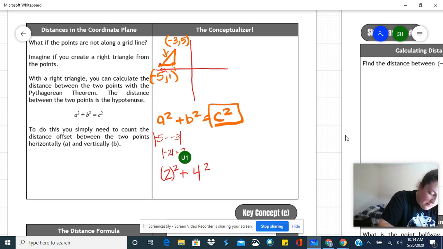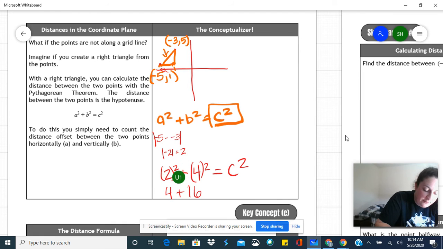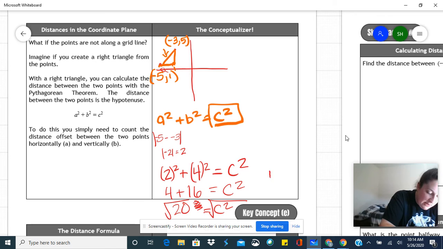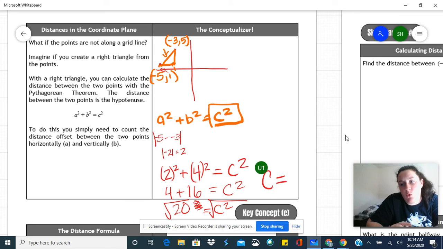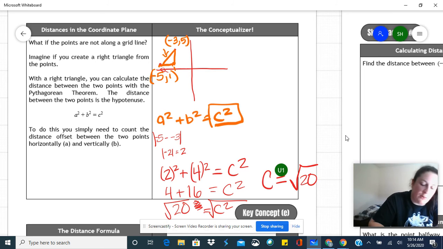So we have 4 squared plus 2 squared equals c squared. 2 squared is 4. 4 squared is 16. 20 equals c squared. Square root of c squared would get you c equals the square root of 20. Is 20 a perfect square? Nope, it is not. So c equals radical 20. You would be able to leave it like that. On yours, you would get easier answers, but I just did that in my head.